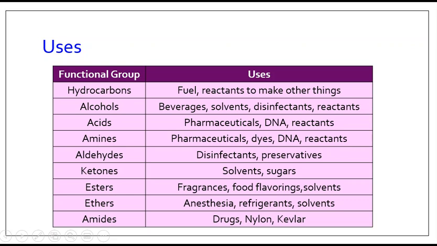Aldehydes are good disinfectants and preservatives. Formaldehyde is the example for that one. Ketones are for solvents, so you dissolve other things in them. And sugars. Esters, like I said before, are good for giving fragrance to lotions and candles and other things. Ethers are used for anesthesia, refrigerants and solvents, and then the amides. A lot of them are used to make synthetic polymers like Kevlar and nylon, like nylon stockings, and obviously pharmaceutical drugs.